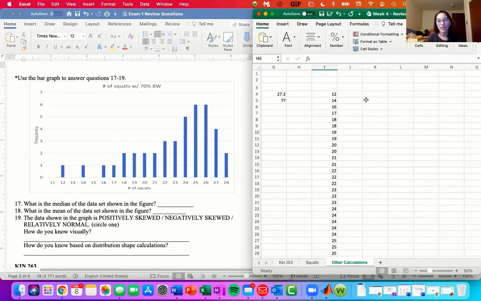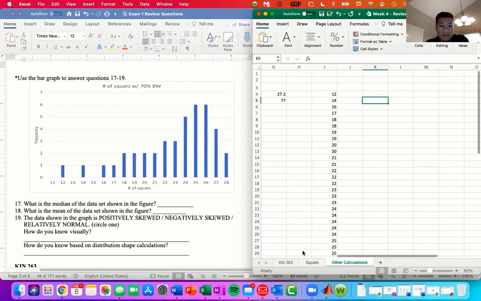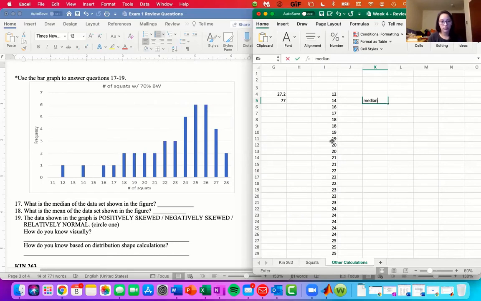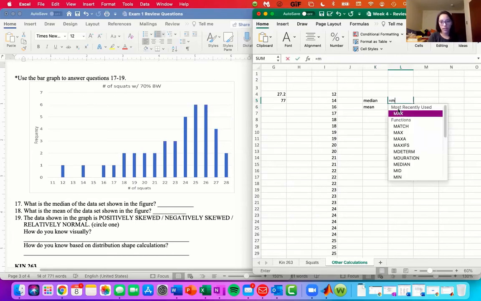Gotcha. Okay. So once you get your distribution sorted out on how many times each of these values appears, you can calculate the median and the mean. Okay. The median equals median. Whoops.